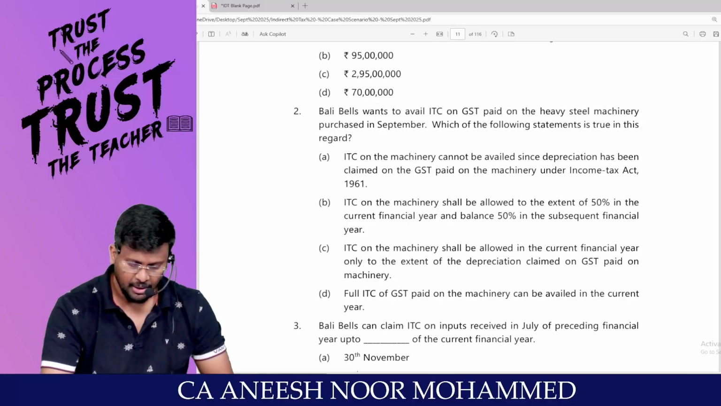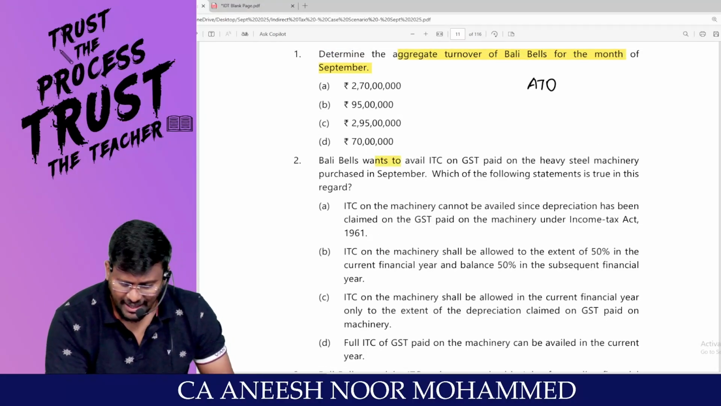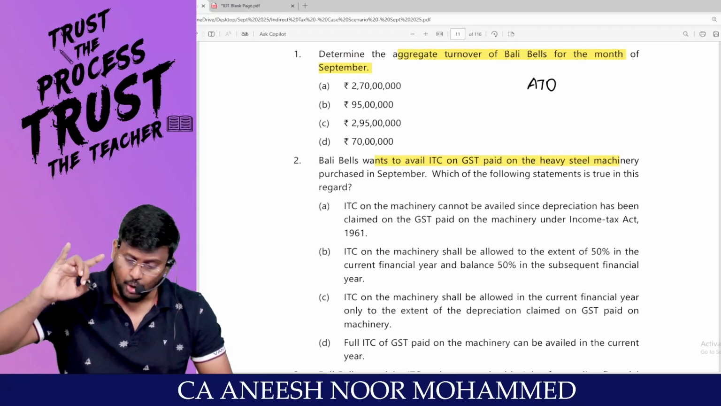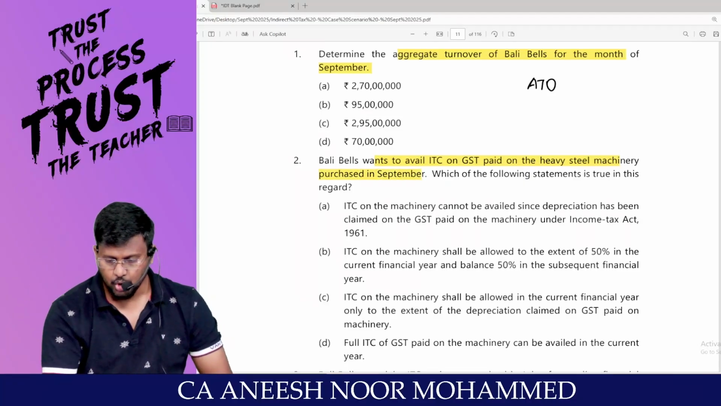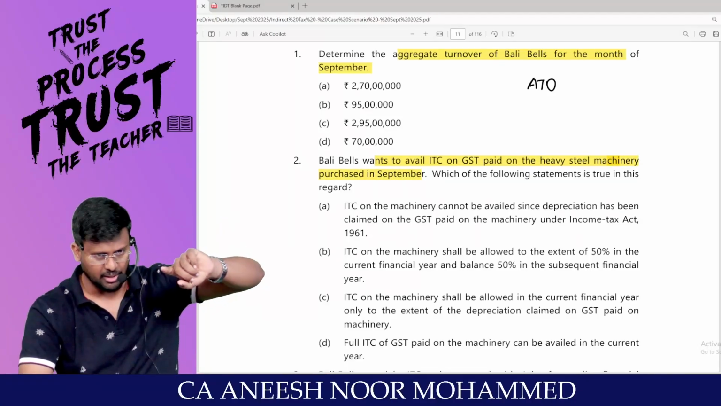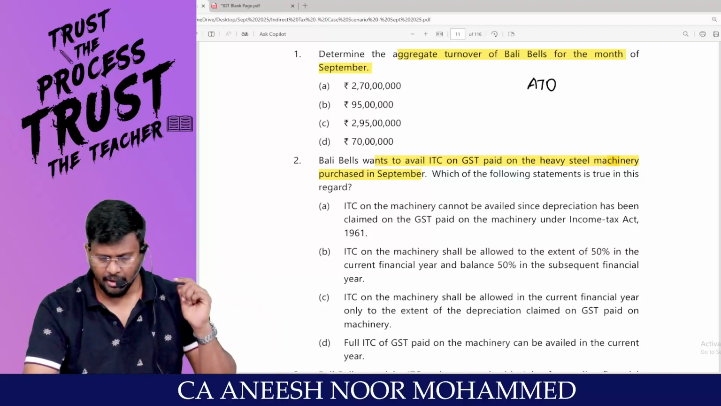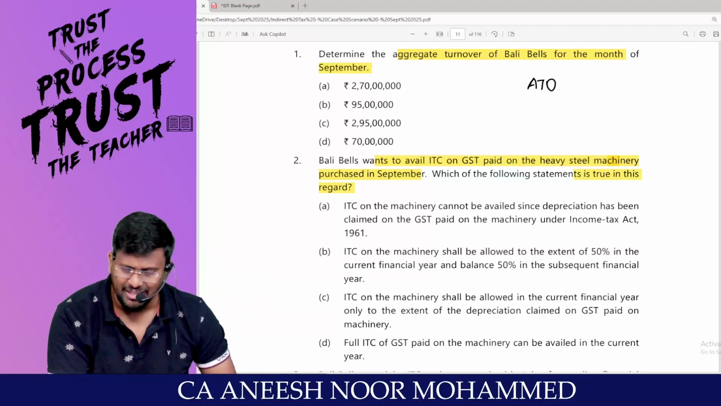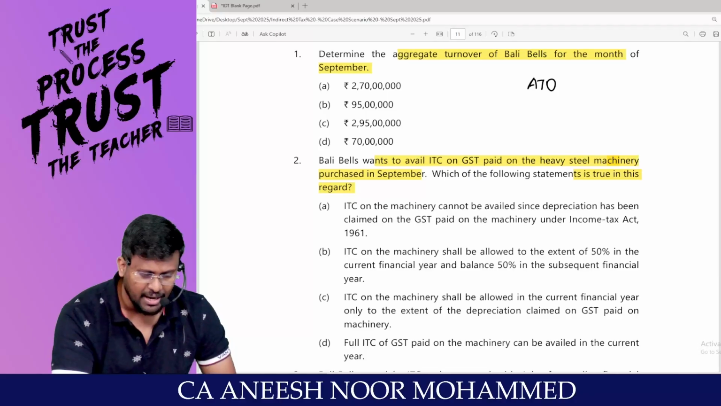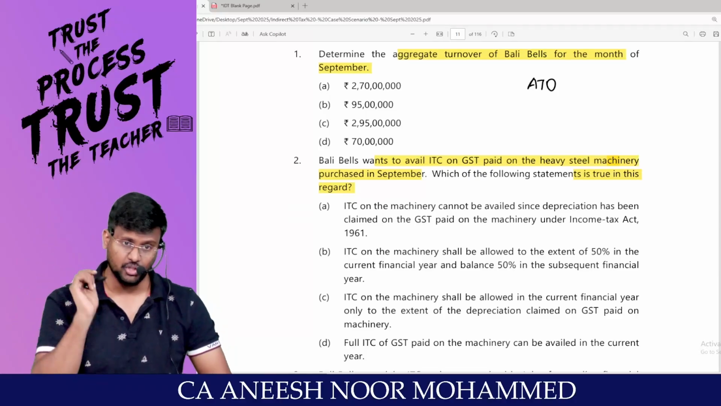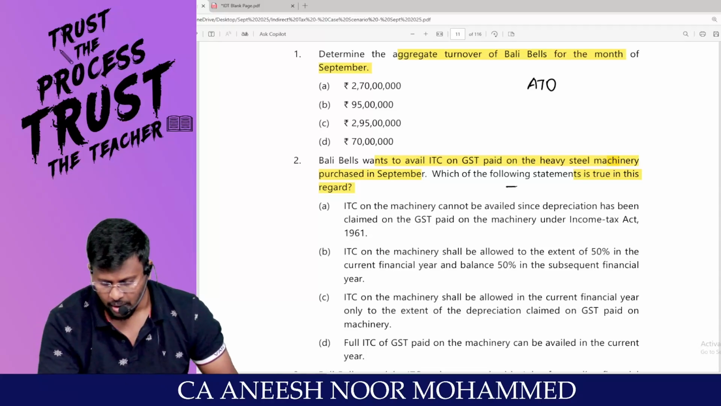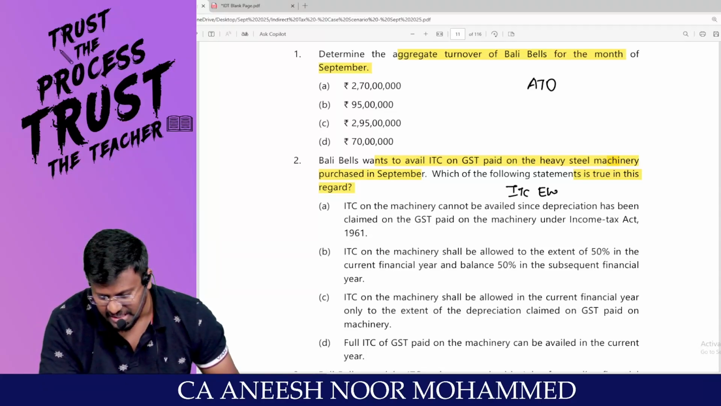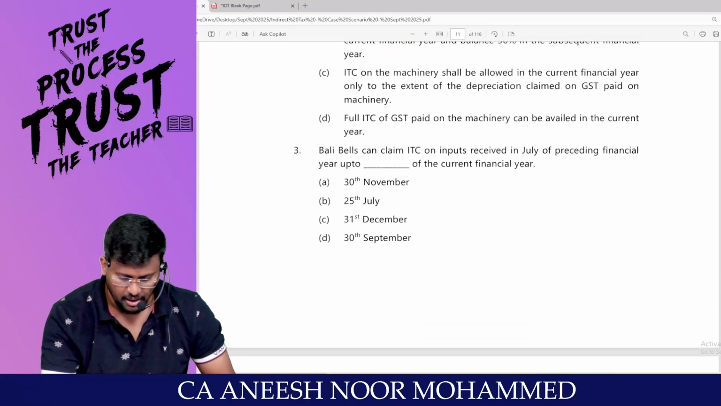Bali Bell wants to avail ITC on GST paid on heavy steel machinery purchased in September. So they have purchased one heavy steel machinery. They want to take ITC. Which of the following statements is true in this regard is the question. So I want to know what happened to that machinery. Then only I can say whether they can take ITC or not. So this is the ITC eligibility area, right?